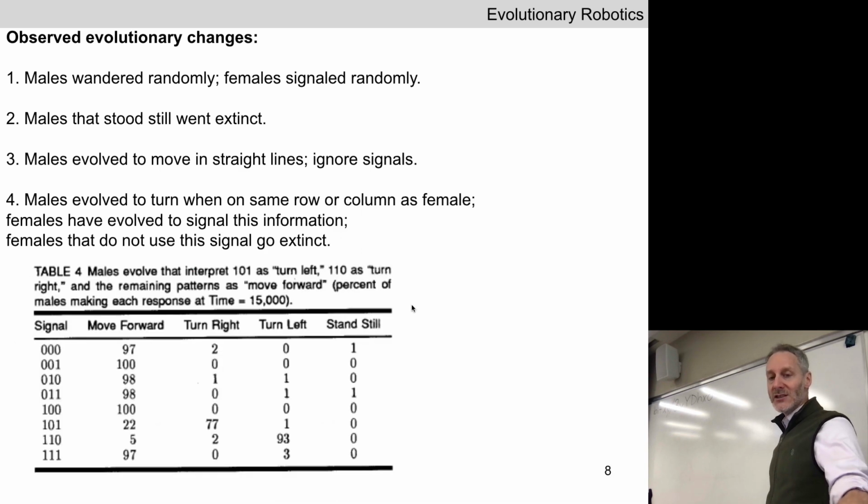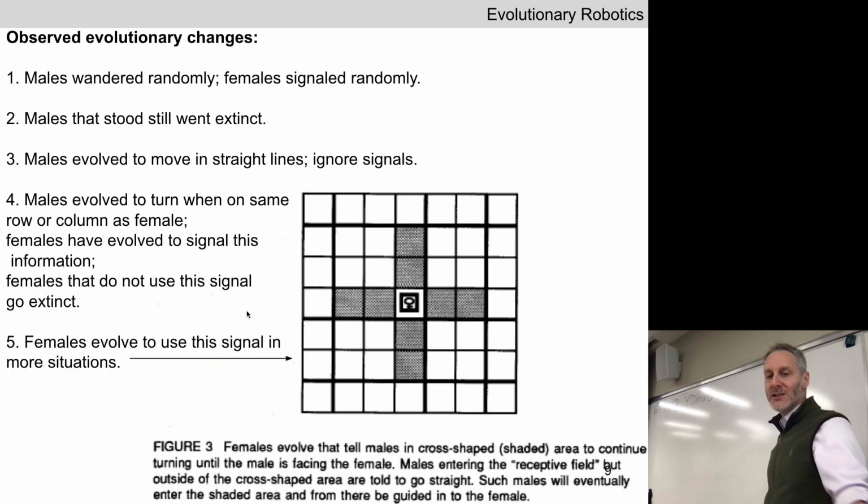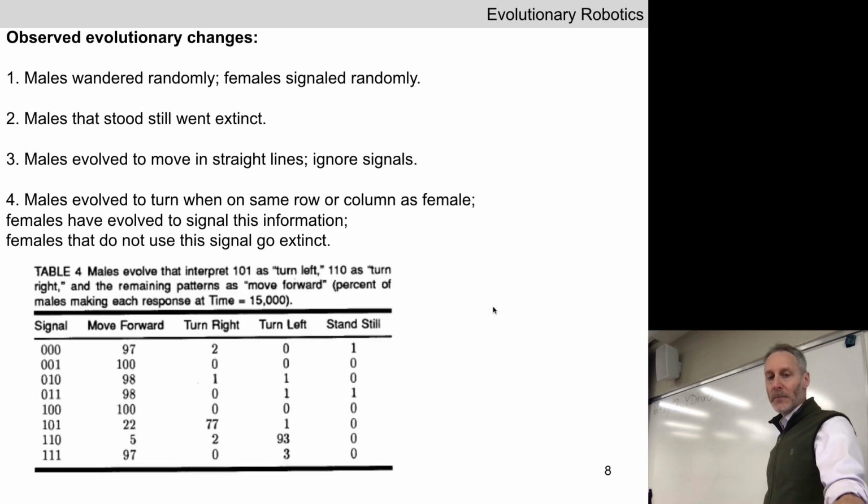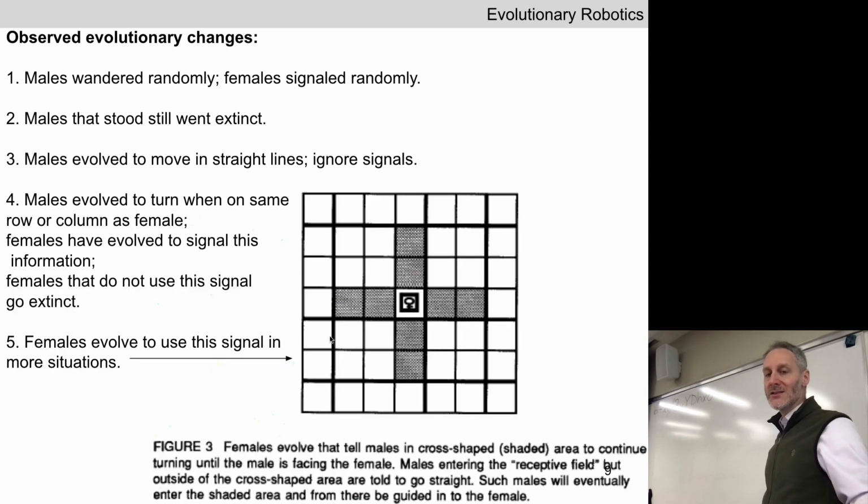The investigators noted that around this particular time, when a male moved into a female's territory and came into contact with any of these shaded cells, whenever a male entered the same column or the same row as a female, she tended to emit one of these two signals much more often than she would otherwise. Remember that the females can see. They know where the male is relative to themselves and orientation.